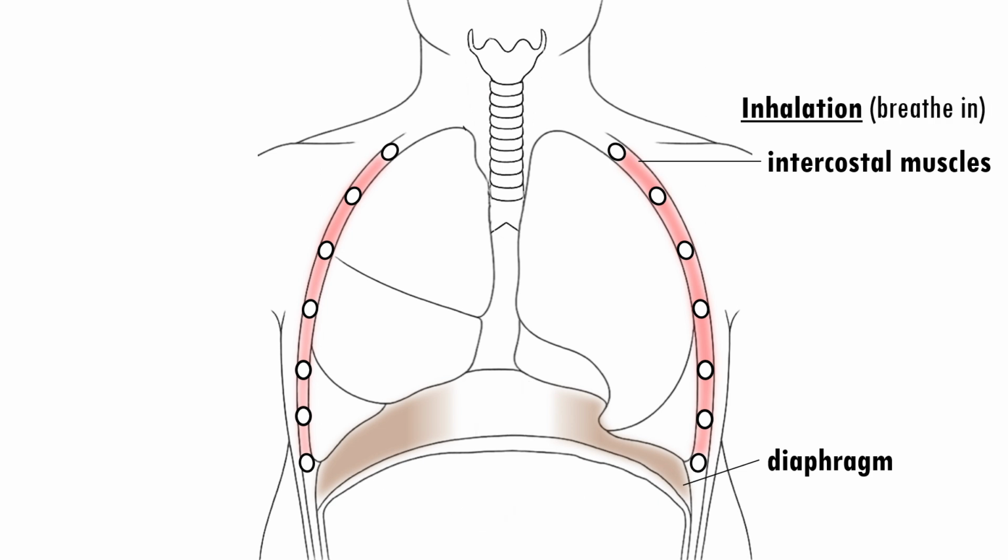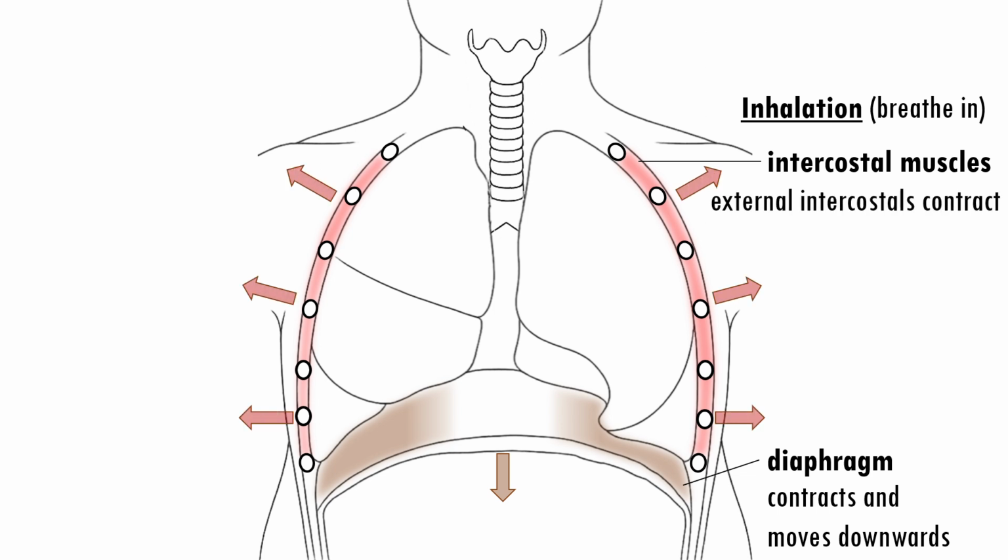During inhalation, the diaphragm contracts, pulling its central fibrous part downward and flattening out. At the same time, the external intercostal muscles contract, lifting the ribs upward and outward. This increases the volume of the chest cavity, which causes the pressure inside the lungs to drop. As a result, air flows into the lungs from the outside.